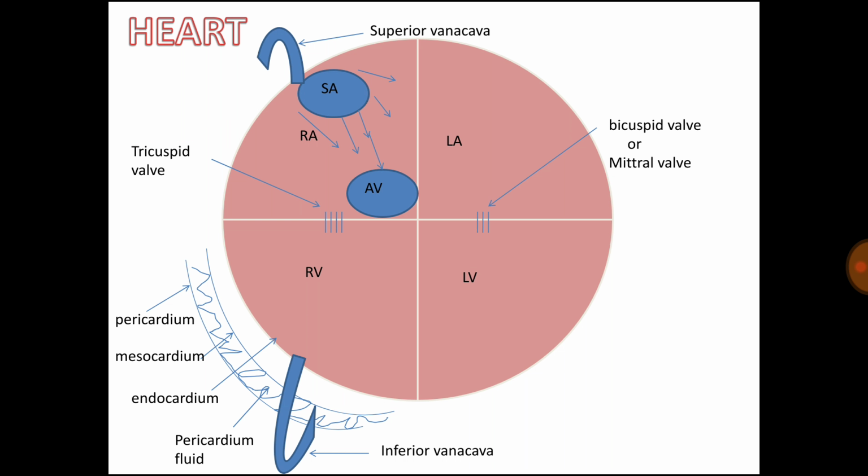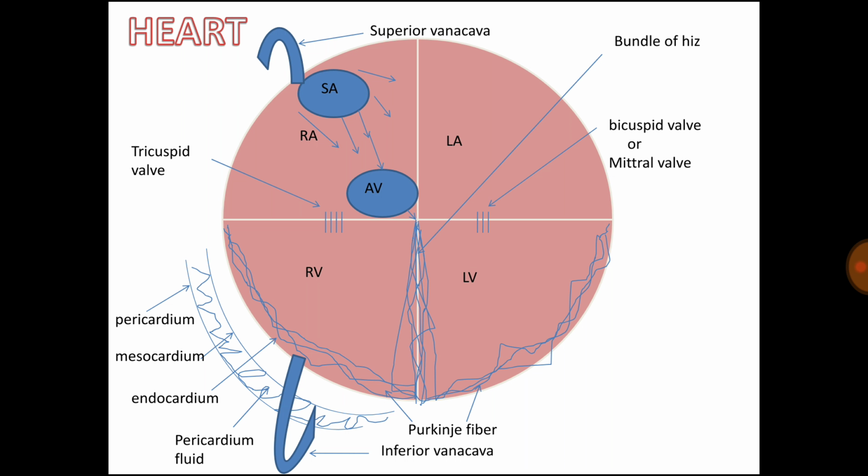This impulse further moves into another node known as the AV node, A for auricle, V for ventricle, present between the auricles and ventricles. So this node is known as the auriculoventricular node or AV node, and through the AV node the impulse is further propagated into the bundle of His, and then through the bundle of His it is again propagated into fine fibers known as Purkinje fibers, and through the Purkinje fibers the impulse moves through the whole heart and is responsible for the contraction and relaxation of the heart.